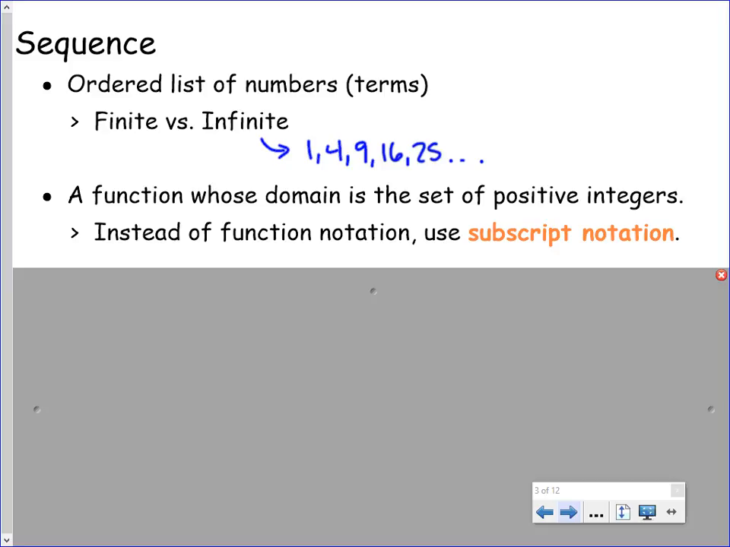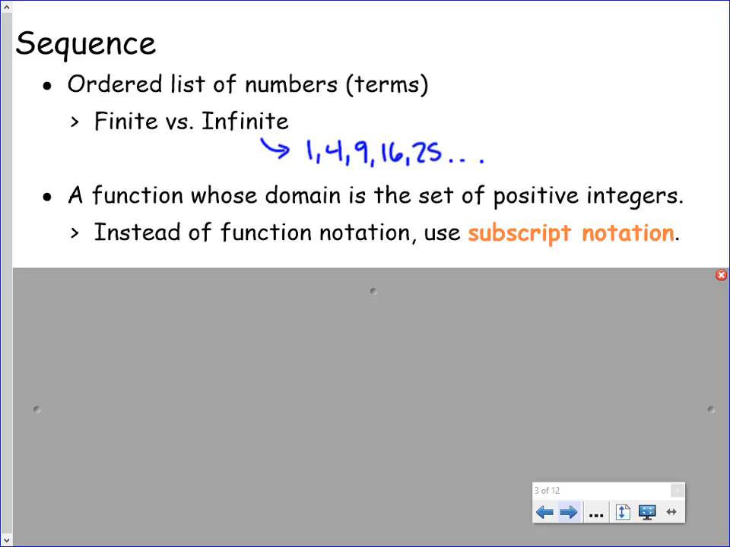What would be the first positive integer then? 1, 2, 3, 4, 5, 6. So those are the domain. Why we use those positive integers for our domain is they represent the numbered term in the sequence. So in the sequence that I have above with the perfect squares, my domain here is my first term, my second term, my third term. So my domain is 1, 2, 3, 4, 5. Okay, the domain is the numbered term that it is. The output, or the range, are the actual terms in the sequence: 1, 4, 9, 16, 25.